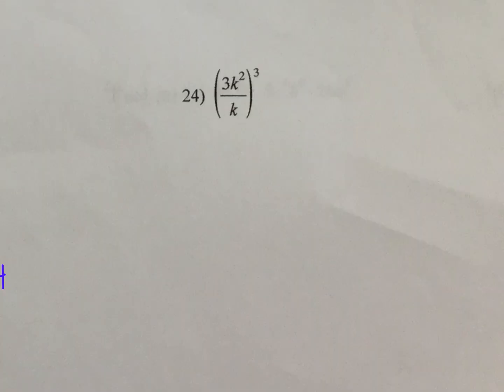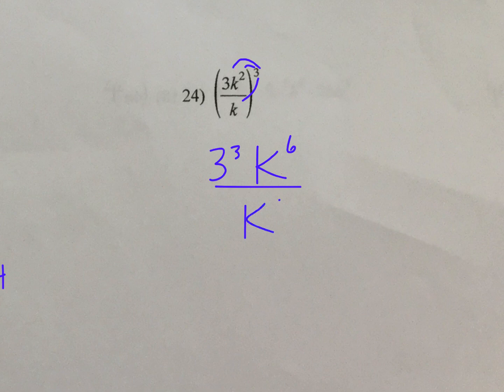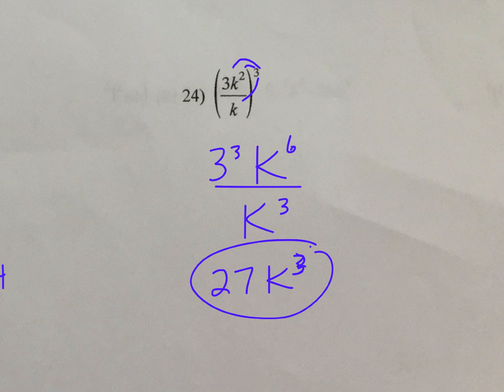All right, last one. Distribute 3 to the 3rd, k, 3 times 2 is 6, over k to the 3rd. 3 to the 3rd is 27, and then k, 6 minus 3 is a 3. So that would be your final answer.